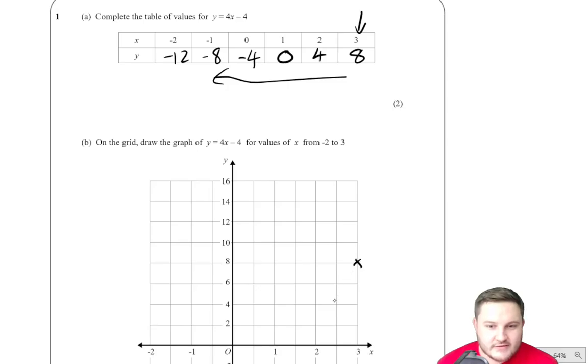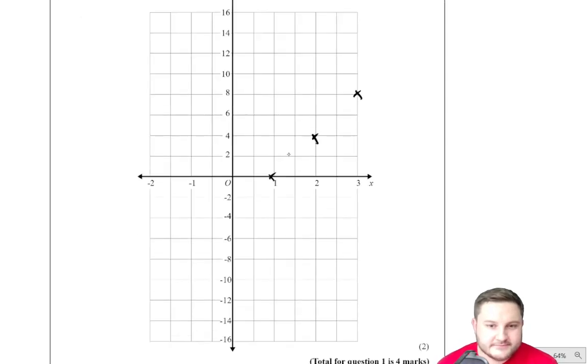So you should get something that looks a little bit like this. And if done correctly, and you know you've done it correctly because we're looking at straight line graphs, this should be a straight line. So you know you've done it right when it is a straight line, obviously using a ruler that goes through all those points. There aren't any points that deviate from that line. It should be a nice straight line like that.